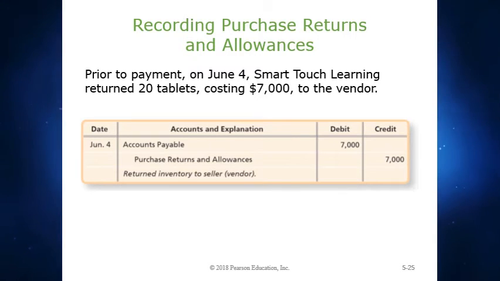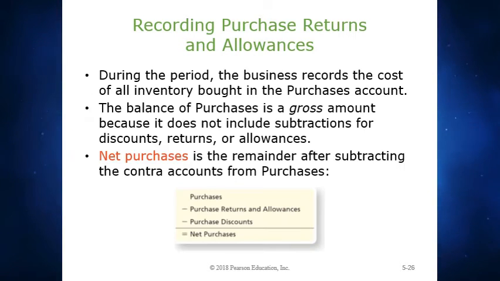We still return $7,000 worth of that inventory to the vendor, prior to that payment. So accounts payable is reduced by $7,000. Purchase returns and allowances is credited for $7,000. When we are reporting the purchase returns and allowances, we have to make sure that we're getting to a net purchases amount at the end of the day. So this is the remainder after subtracting all of the contra accounts for the purchases.